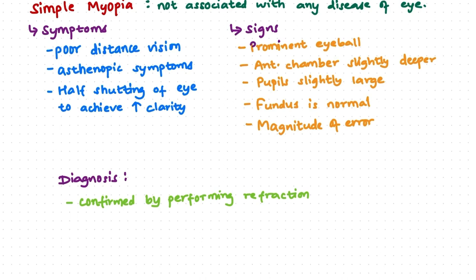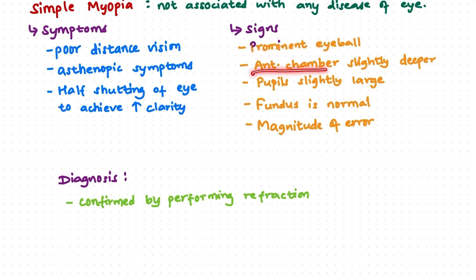Now coming to the signs, as I already told you, there is an increase in the axial length of the eyeball, which is the most common variety. So because of the increase in the axial length of the eyeball, there can be a prominent eyeball, a large eyeball, right?